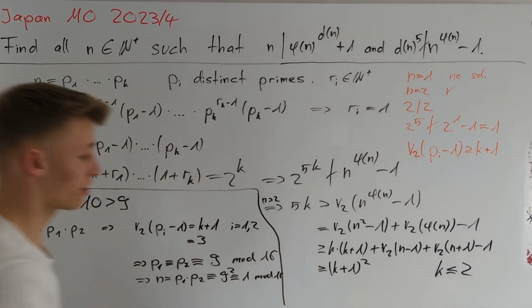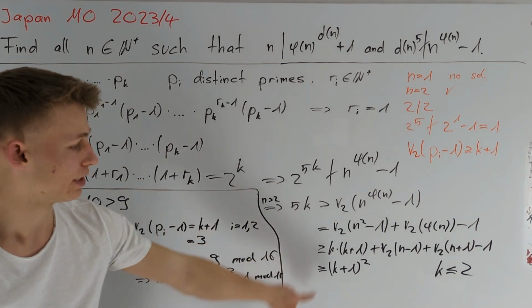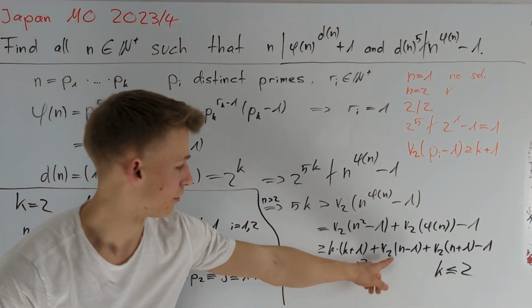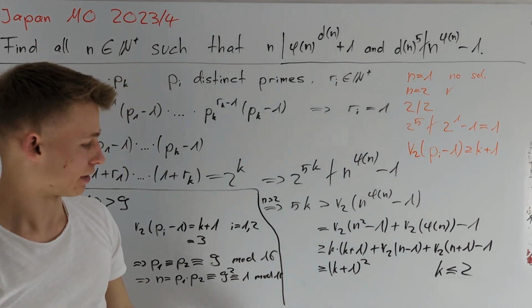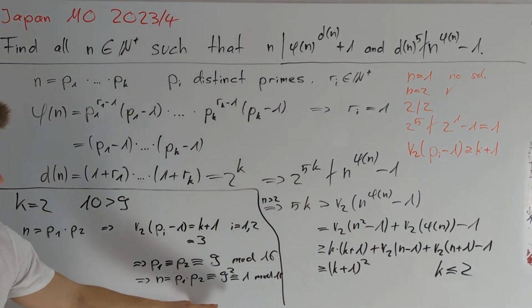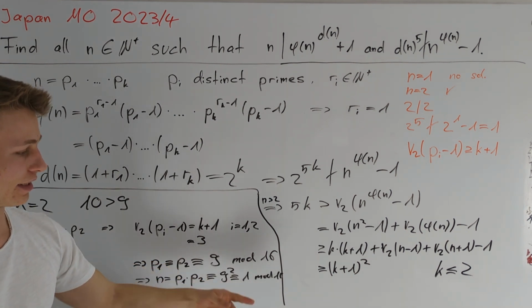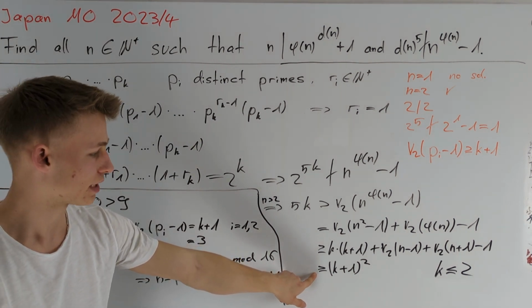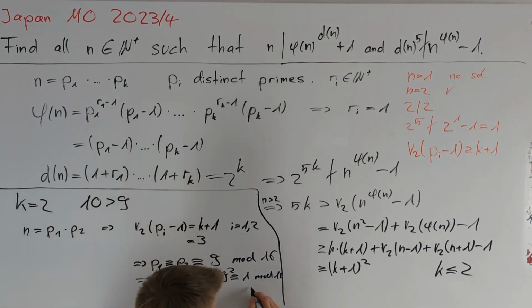Hence we get a contradiction, because in the second bound here we bounded ν2(n - 1) by k + 1, but we see that ν2(n - 1) is at least 4, and therefore this bound here is not strict, and therefore we have a contradiction.